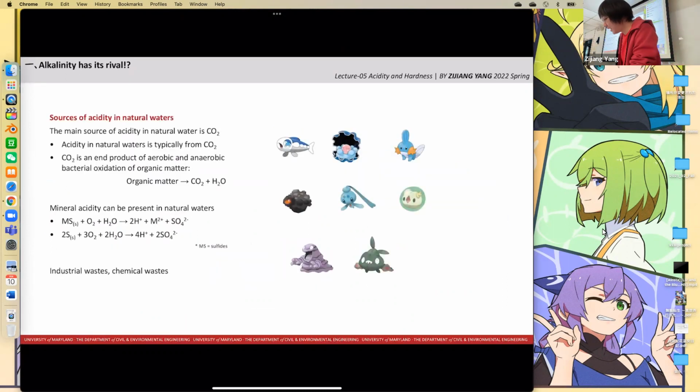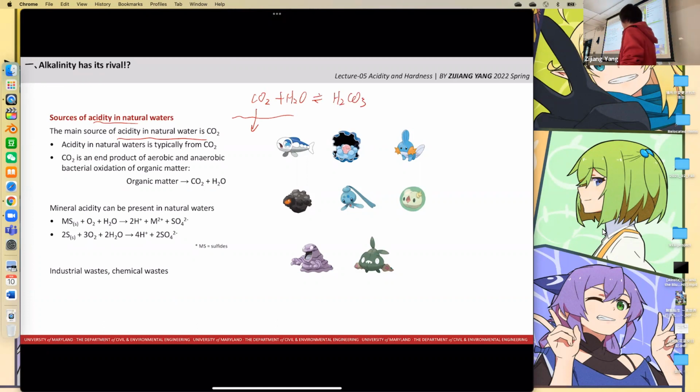And the next one is about the sources of acidity in natural water. The main source of acidity in natural water is CO2, because we know that natural water is in equilibrium with the atmosphere. So we have some CO2 in the atmosphere, and it can get into the water. And we have this equation, H2CO3, so it can provide H plus.